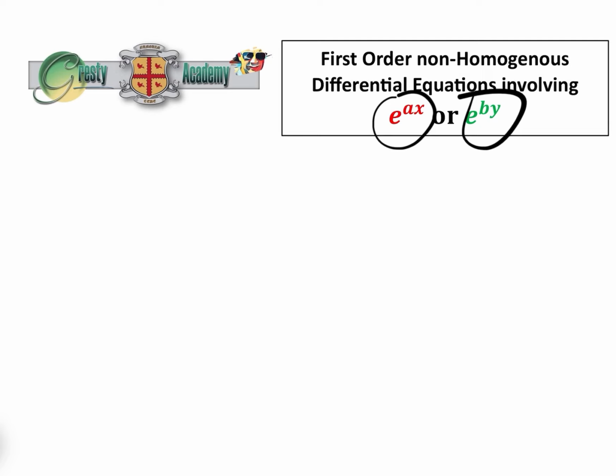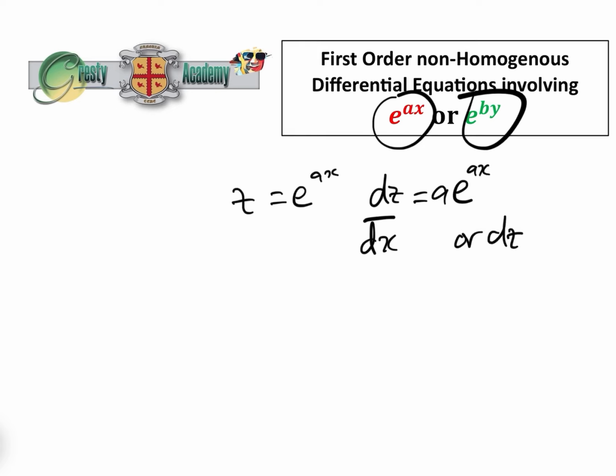So the idea behind all of this is that, as a rule of thumb, we would let z equal e to the ax. And why would we do that? Well, because if we differentiate with respect to x, then we would get dz/dx equals a e to the ax, or dz equals a e to the ax dx.